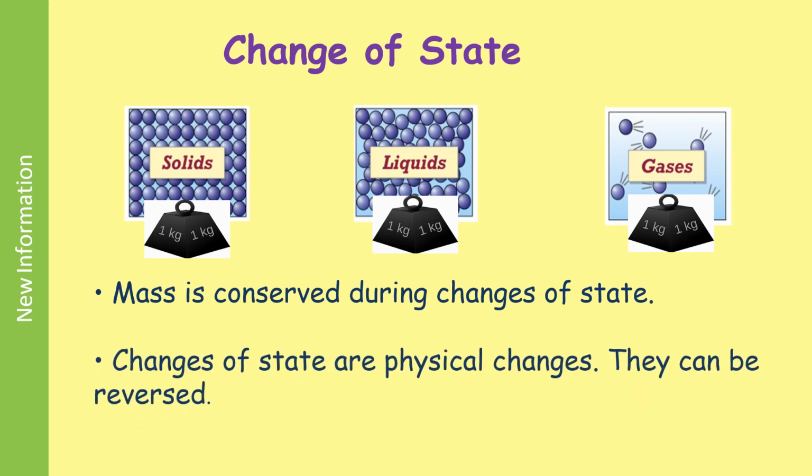The second thing is that these changes of state are physical changes. They can be reversed. This means if you start with solid ice, you melt it to get liquid water, you heat that and end up with water vapor, and then you cool everything and reverse the process so you're back to a solid ice. There's no difference between that ice and the ice you started with. They're exactly the same because these are physical changes, not chemical changes. No chemical bonds are being broken. We show the fact that these changes are reversible by using these special arrows.